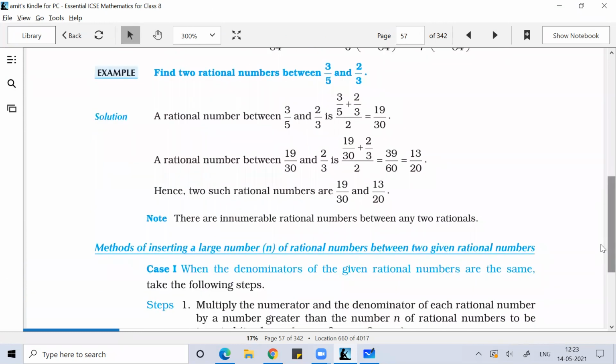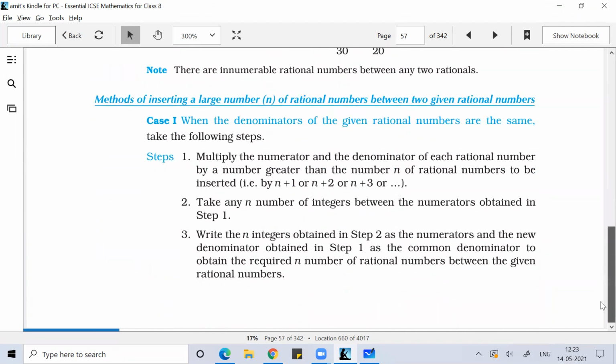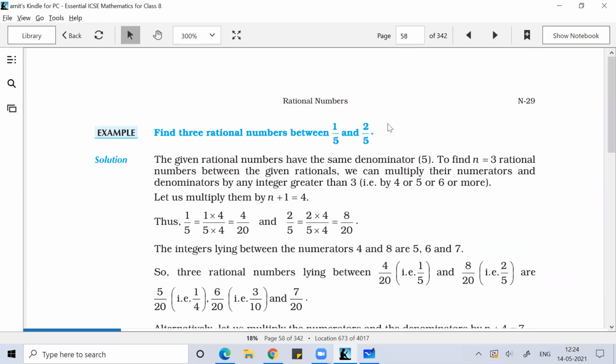Imagine the denominator is the same. Case 1: the method of inserting a large number of rational numbers between the two given numbers. If the denominators are the same, multiply the numerator and denominator of each rational number by a number greater than n, so that n plus 1 numbers can be inserted. Take any number of integers between the numerator and denominator. All that you will not understand, so forget all that.